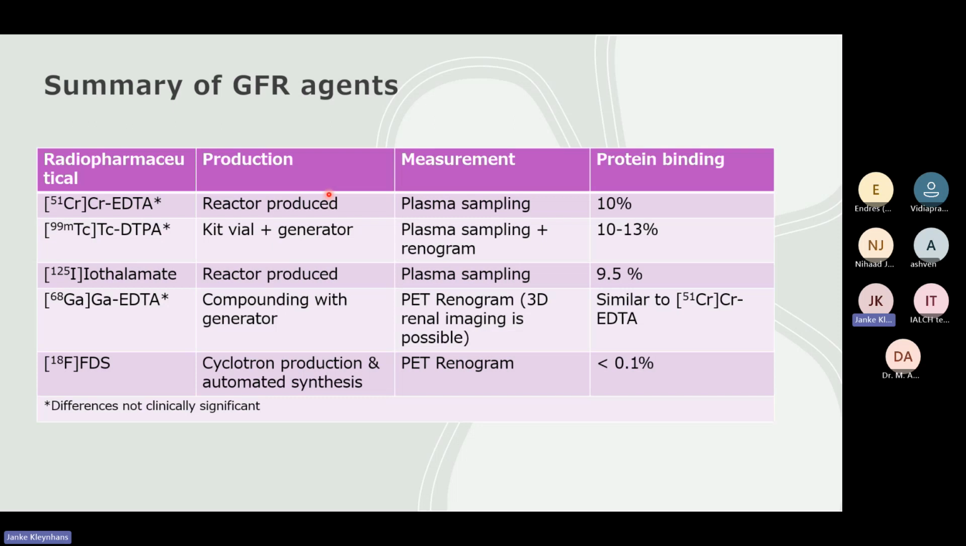And then there is a new PET tracer. It's a sort of glucose analog, and it has, very interestingly, a near 0% protein binding. So this is something that you also have to take into account. It is cyclotron produced, and it is done by automated synthesis. So we will quickly discuss that too.